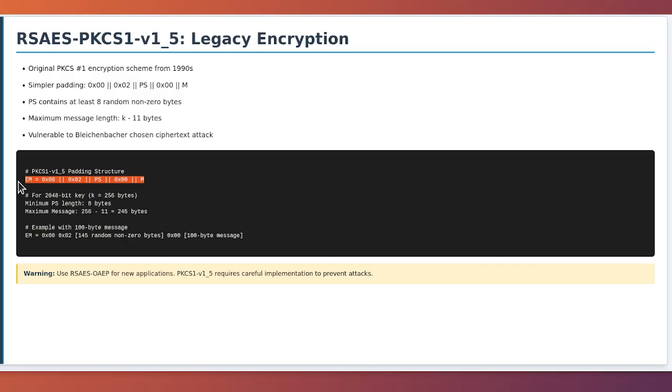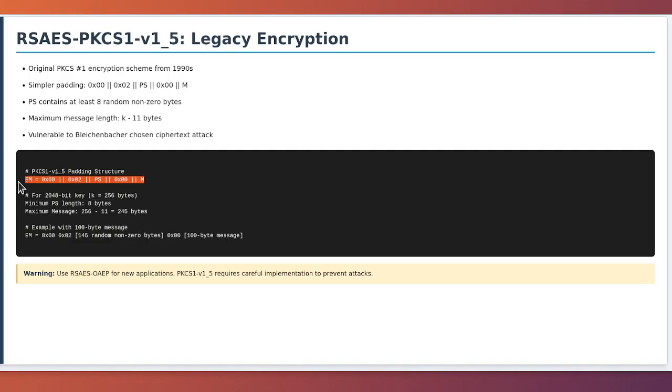The random padding bytes must be non-zero and are typically generated using a cryptographic random number generator. The requirement for at least 8 random bytes means the maximum message length is k-11 bytes. For a 2048-bit key, that's 245 bytes maximum. This is more than OAEP allows, but the simpler padding structure makes it less secure.